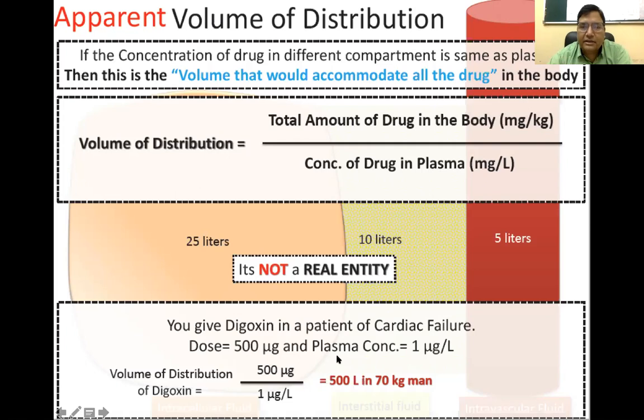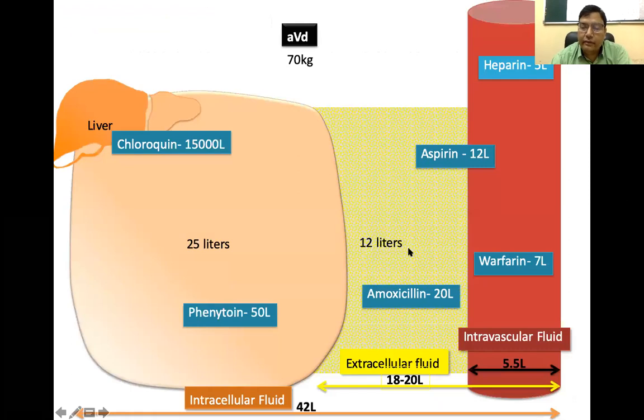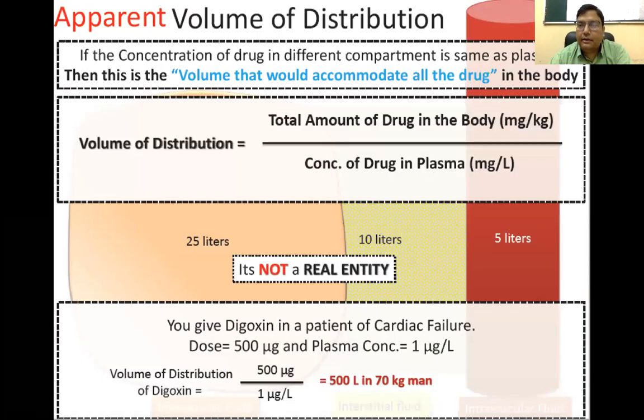And what happens? This I will explain by an example: if we are giving digoxin to a patient of cardiac failure, we give a dose of 500 microgram, and we see the plasma concentration is 1 microgram per liter. So if we calculate the volume of distribution of digoxin, we get 500 upon 1, that is 500 liters in a 70 kg man. Now I have told that the total water content of the body is somewhere around 40 to 45 liters. Then from where do we get this 500 liters of distribution? Why does this 500 liters come in our body? That I am going to explain.